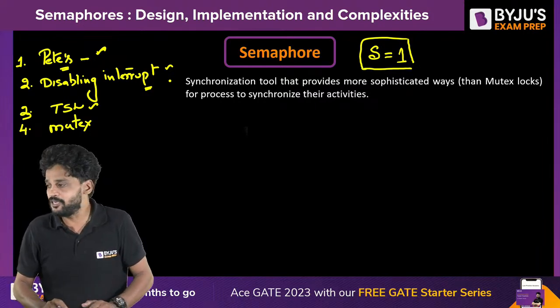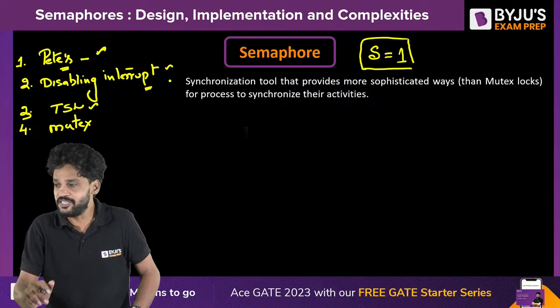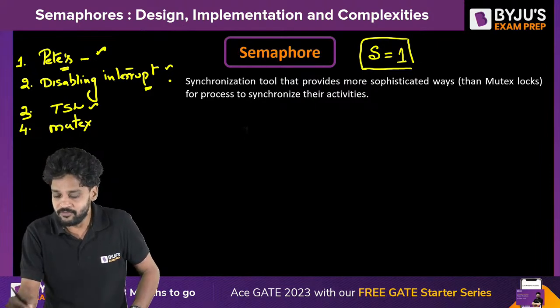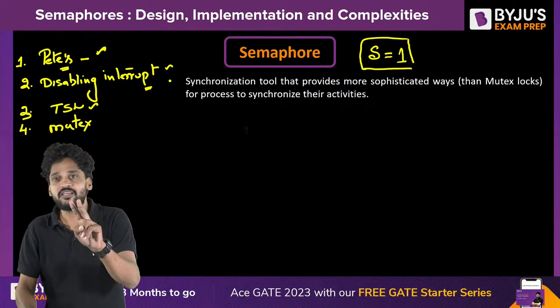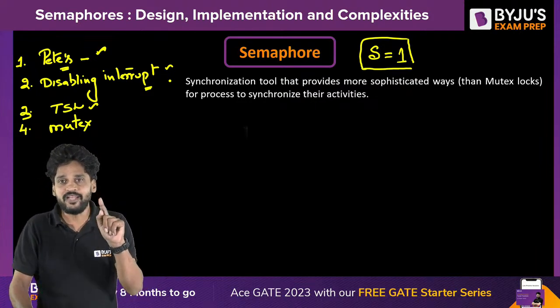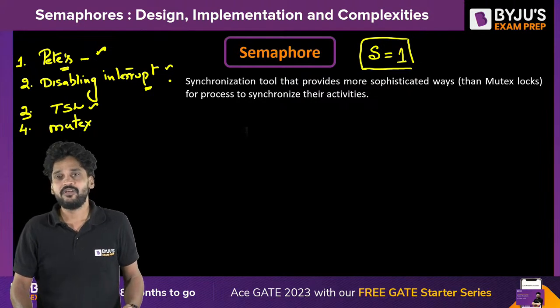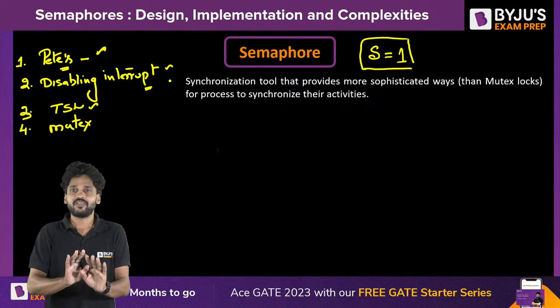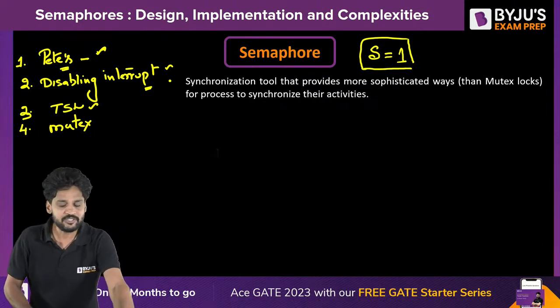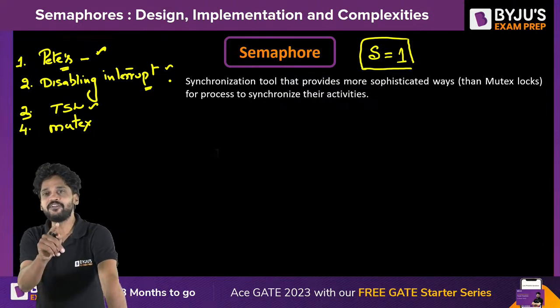I will only be able to access these semaphores, right after the definition and initialization, by using only two operations. One is wait and one more is signal. Wait can also be called as P, signal can also be called as V. As simple as that. So let us talk about the initial definition of the semaphore.